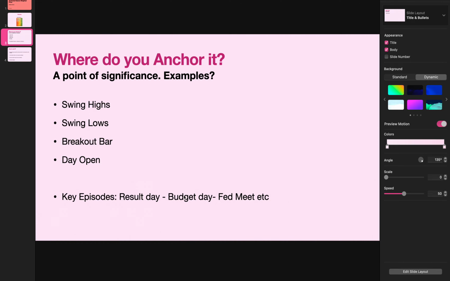Like for example, the recent jewelry rally intensified after the budget, after possibly the rate cards on gold and so on. So budget day, Fed meet would be another point of significance, roughly, from the episodic, whichever these episodes are.